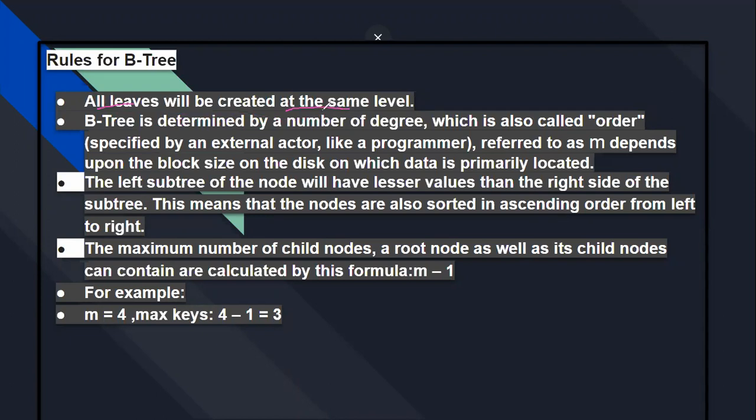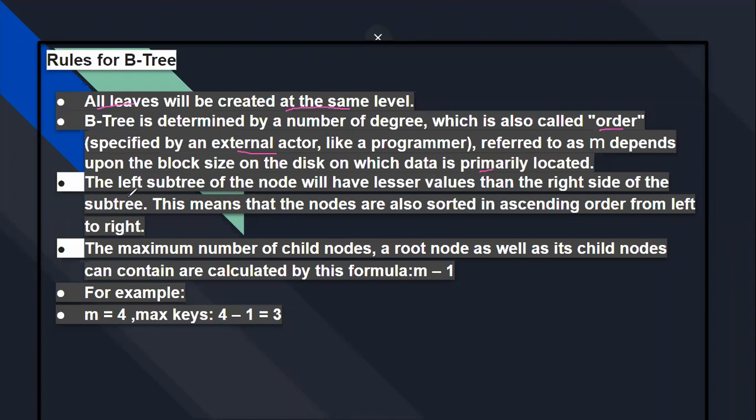सारे leaves same level पे होंगे. A B-tree is determined by the number of degrees, which is called the order. Yes, the order is specified by an external actor like the programmer, referred to as M, and depends upon the block size on the disk on which data is primarily located. Okay, so basically you just read that point. I'll highlight the important part from it.